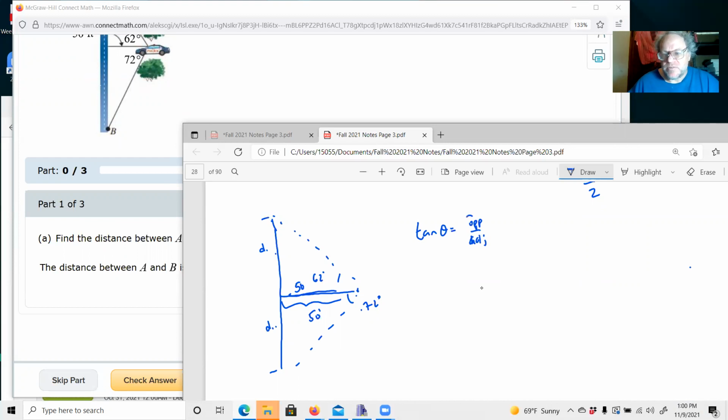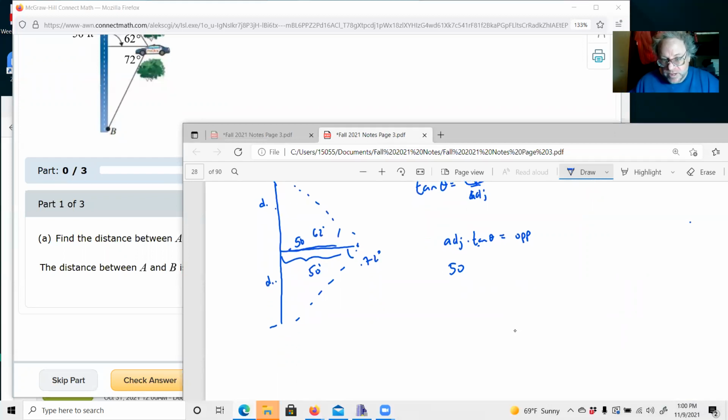Okay, what am I trying to find? Trying to find the opposite side here. So we're going to have the adjacent times tangent is equal to the opposite. The adjacent side is 50, okay? And then we have the tangent of this angle. Actually, both triangles here, this one too, right? It's going to be 50 times the tangent of that angle to give me the opposite side, okay?